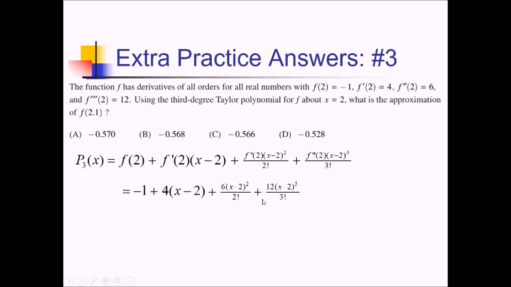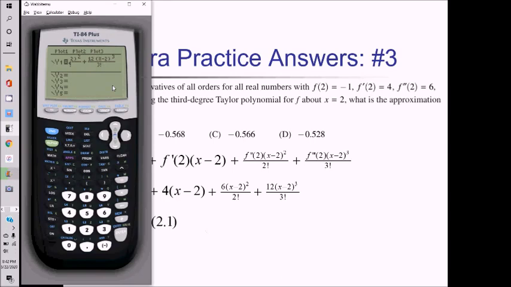At this point, there's nothing else to do except plug in 2.1 and hope for the best. So that's what I will do. I can say f of 2.1 approximately equals this third degree, third order polynomial of 2.1, and the rest is up to my calculator.